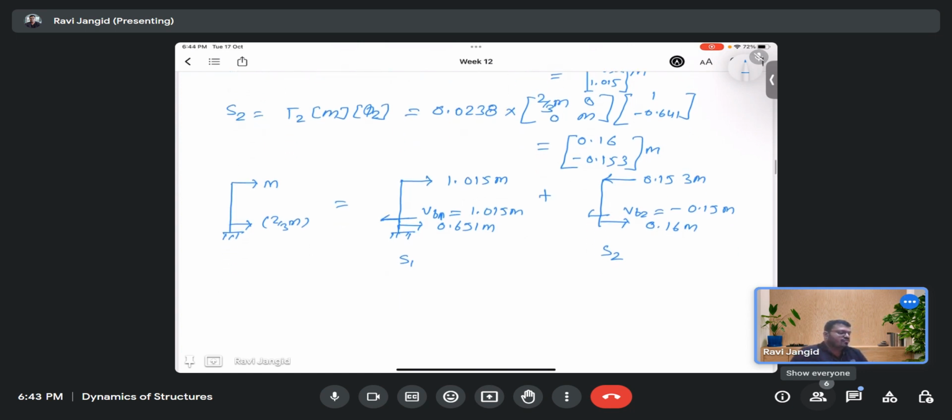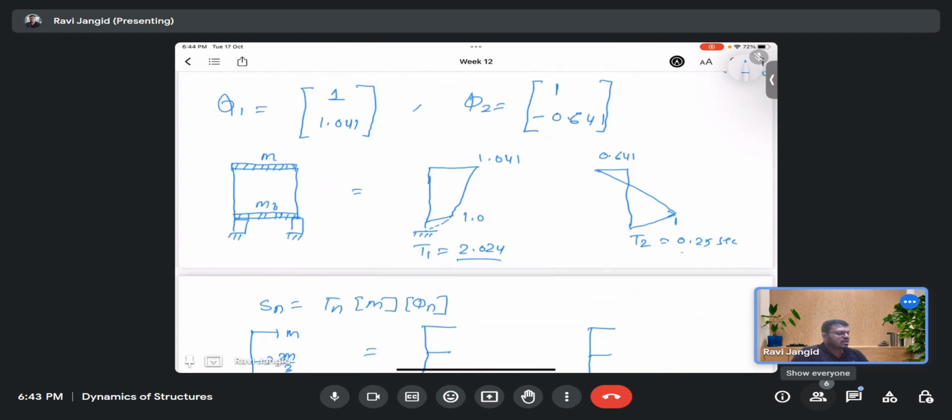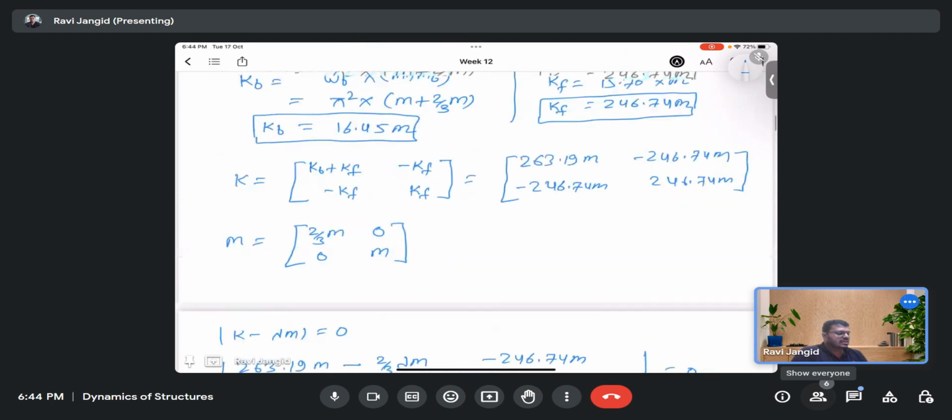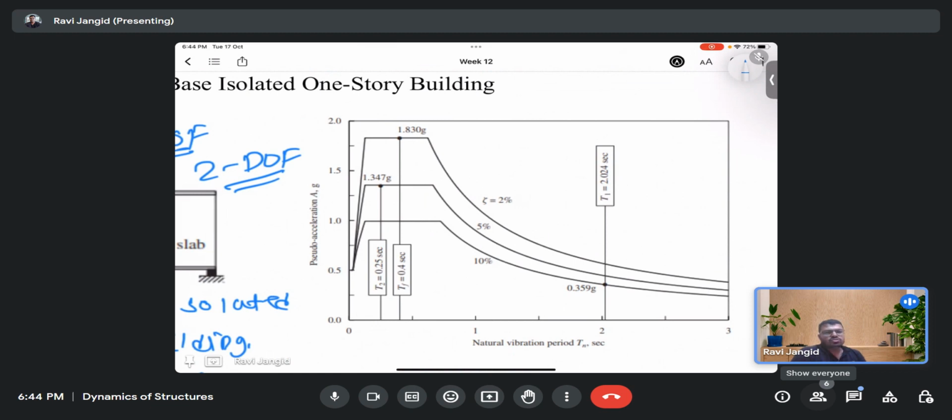So for finding out these S1, S2 in terms of m, to convert them into forces we need the acceleration, A1(T) and A2(T). Corresponding to T1 equal to 2.04 and T2 equal to 0.25, we have the response spectra. Corresponding to 2.04, I have acceleration 0.359.